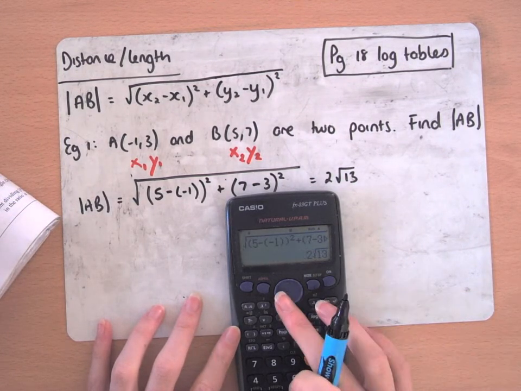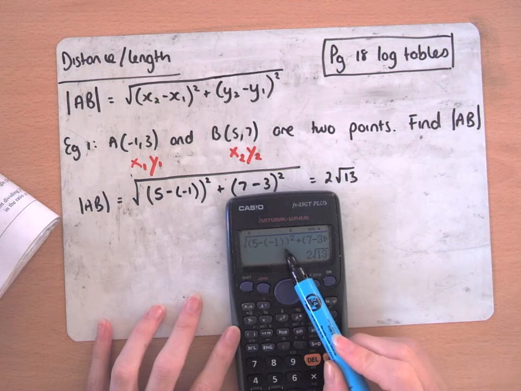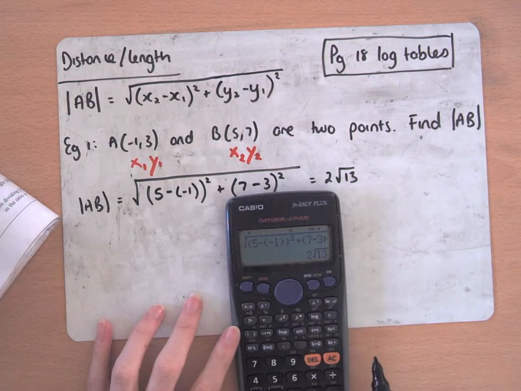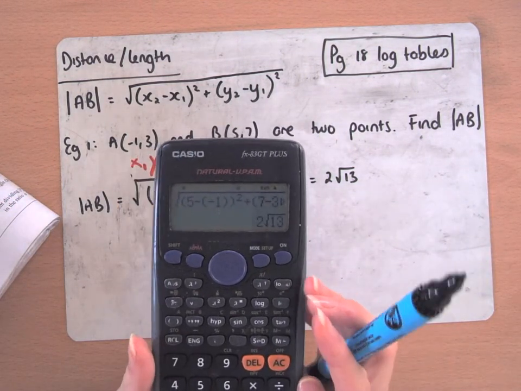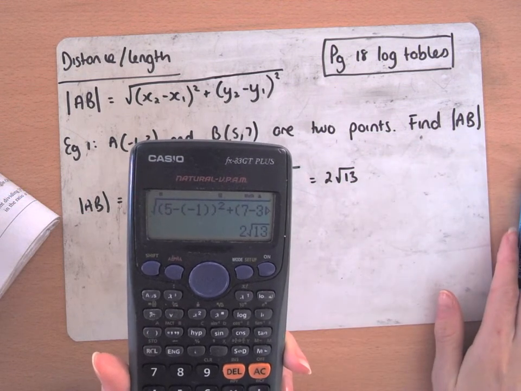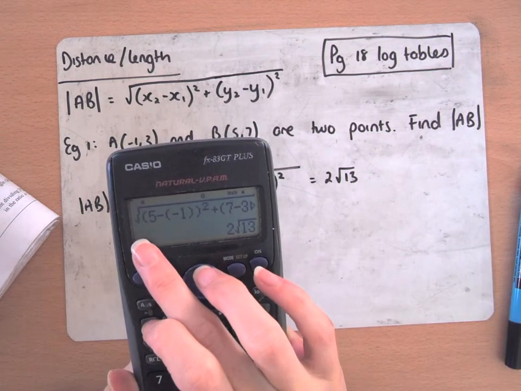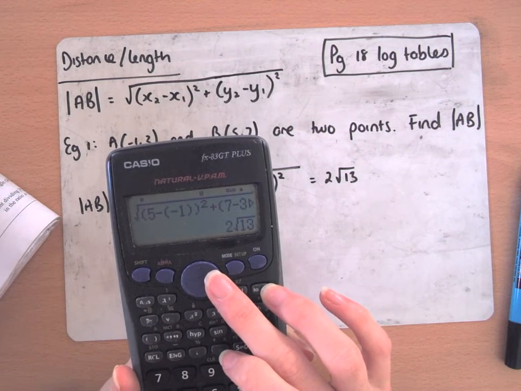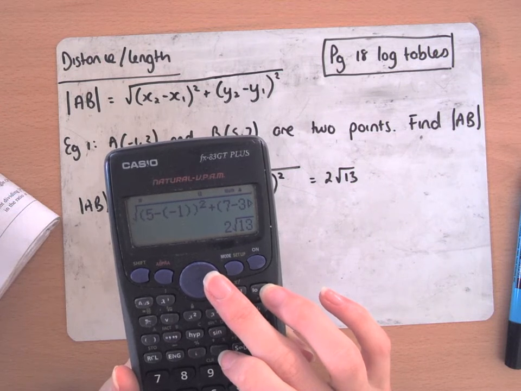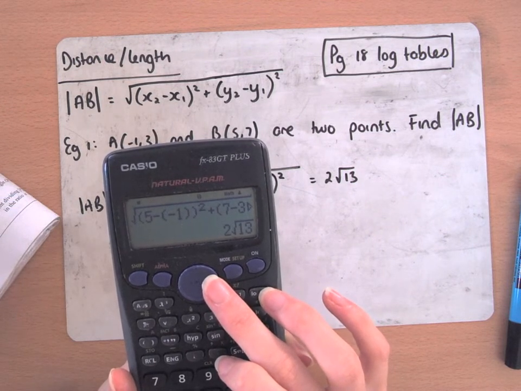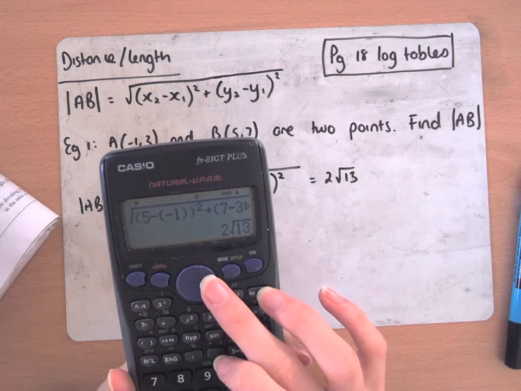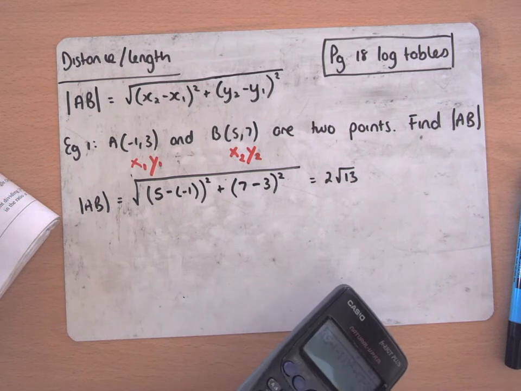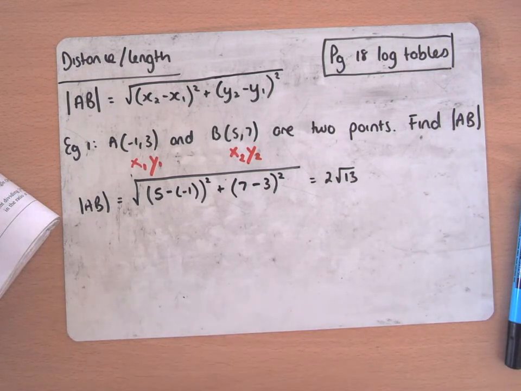If your answer is different, maybe you didn't close a bracket. Make sure you have double brackets here. Did you make sure you squared as well? You just have a look. We good? Does that make sense? Are you happy with distance? The most important thing is the labeling. After that, it's just throwing it into the formula. The second thing I want to do, and then we'll finish on this, is midpoint.